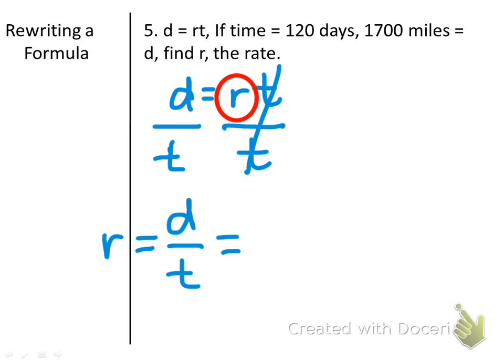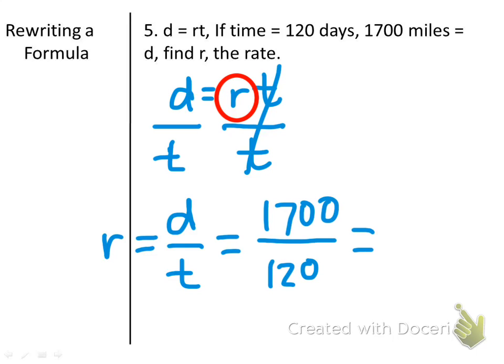So we know the distance is 1,700 miles. The time is 120 days. So 1,700 divided by 120 is 14 miles per day was the rate of travel.